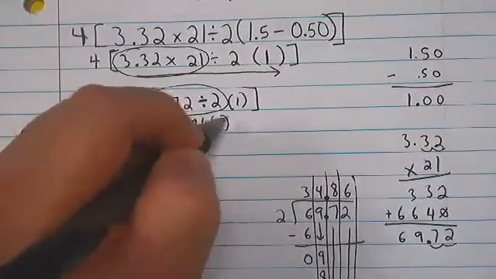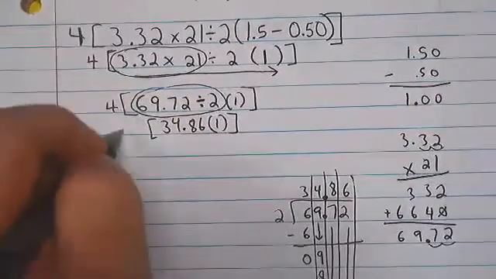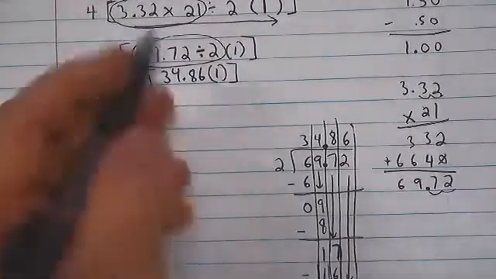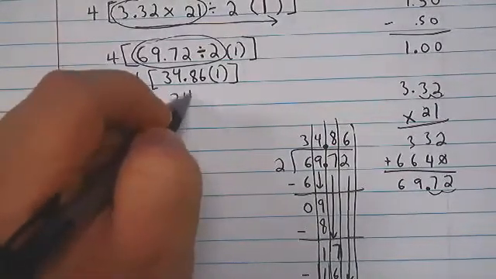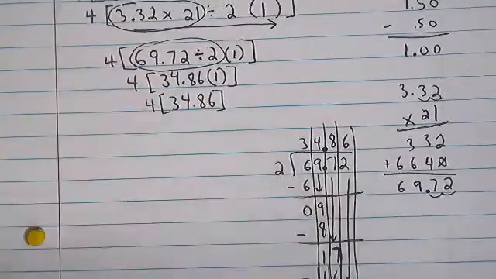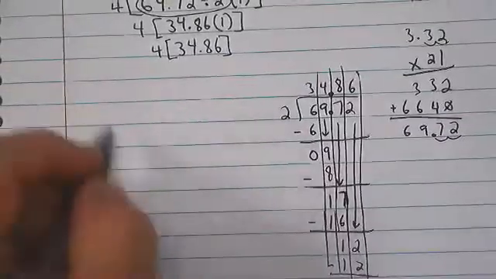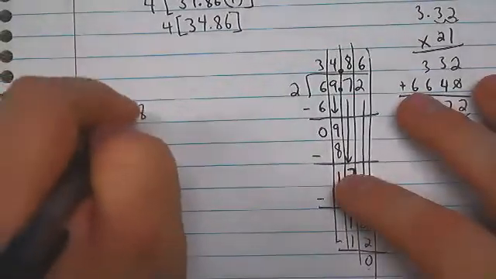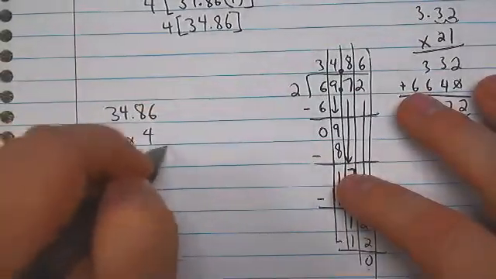And then we multiply that by 1, and then multiply it by 4. All right, well, anything multiplied by 1 is going to be itself. So it's going to be 34 and 86 hundredths times 4. So we have to do that. 34 and 86 hundredths times 4.